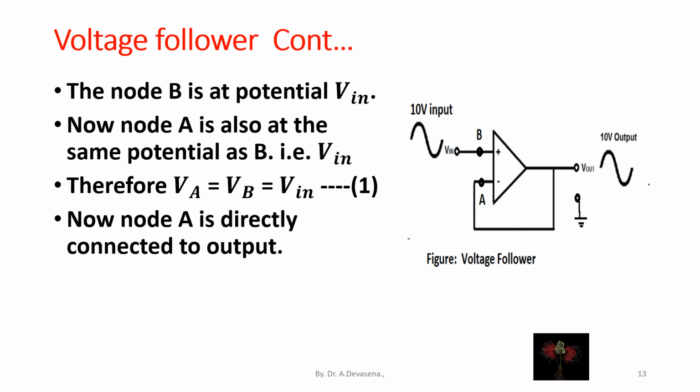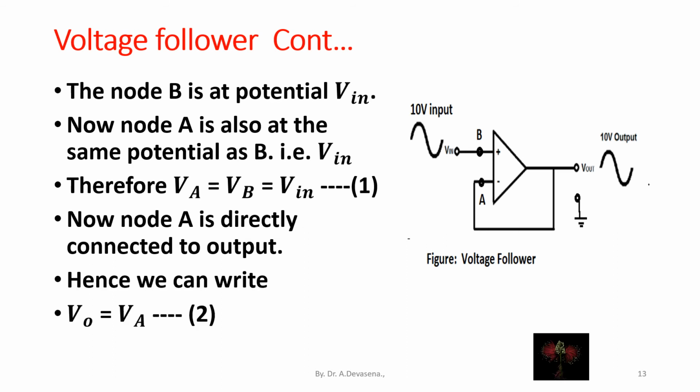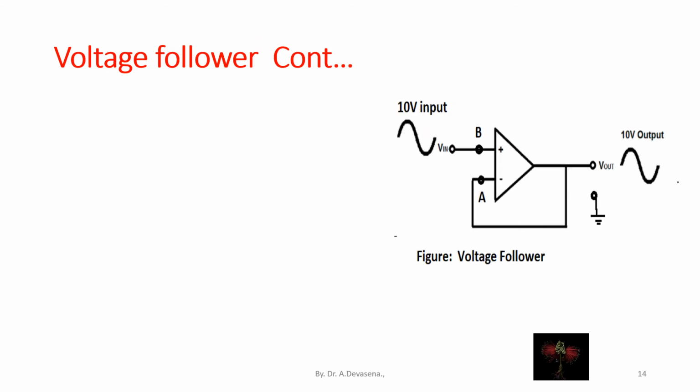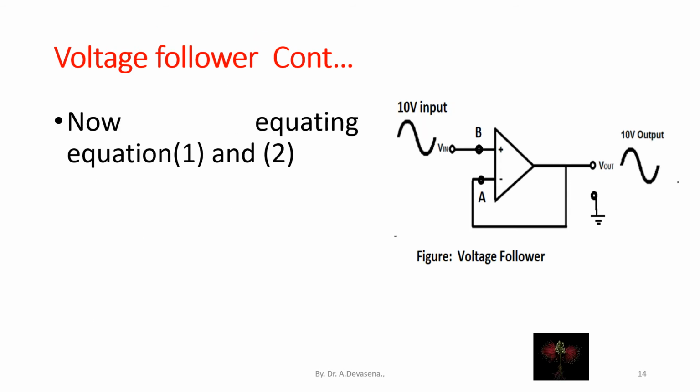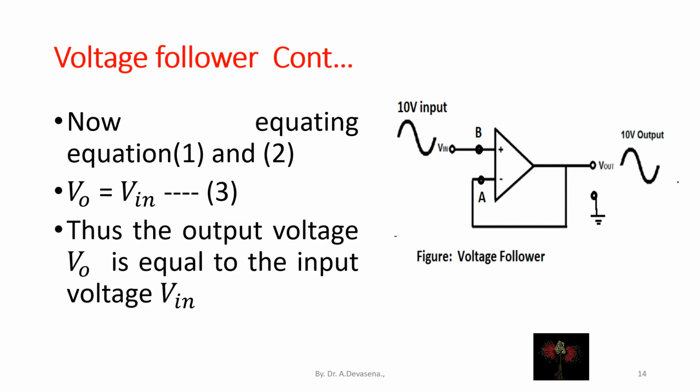Now node A is directly connected to the output. Hence we can write V0 is equal to VA. Consider this as equation 2. Now equating equations 1 and 2, we get V0 is equal to Vin. Consider this as equation 3. Thus the output voltage V0 is equal to the input voltage Vin.